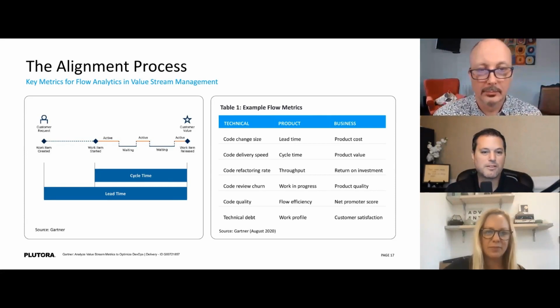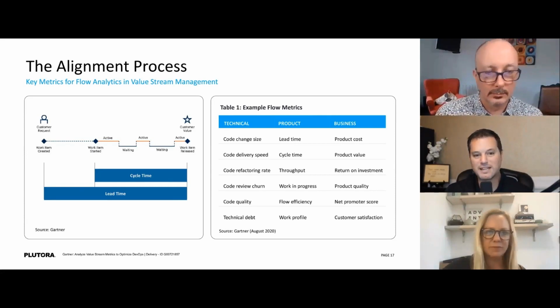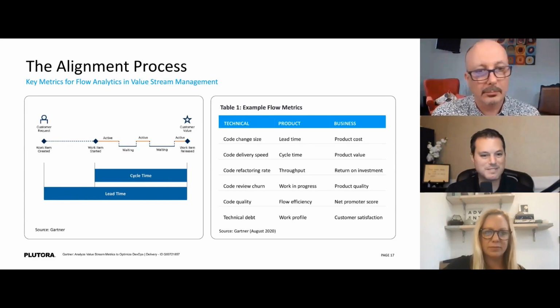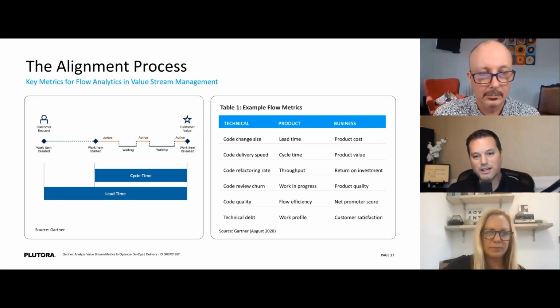Well, part of the value stream flow metrics get into, like we were discussing, lead time, cycle time. You can look at efficiency. The metrics really break down into three basic buckets that are technical in nature or product in nature, or really you start looking at the business from an efficiency point of view. And all these are good things to take a look at.